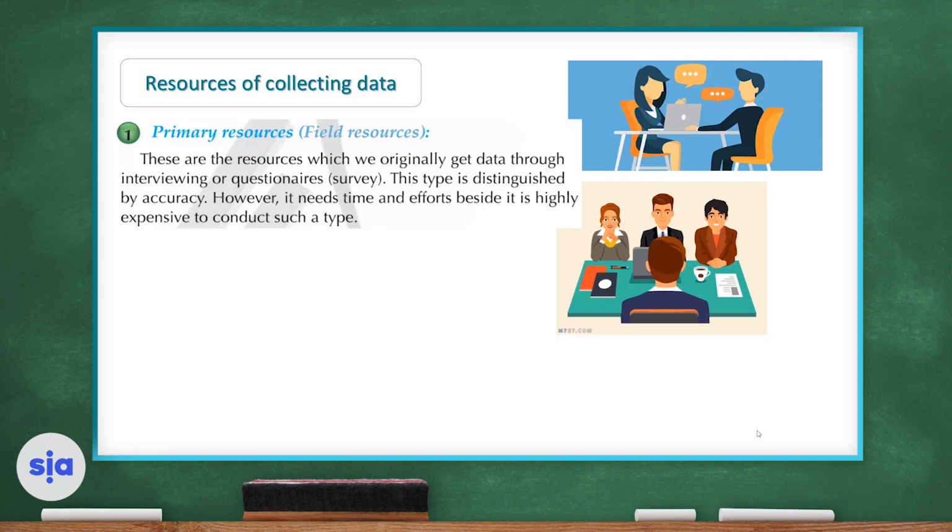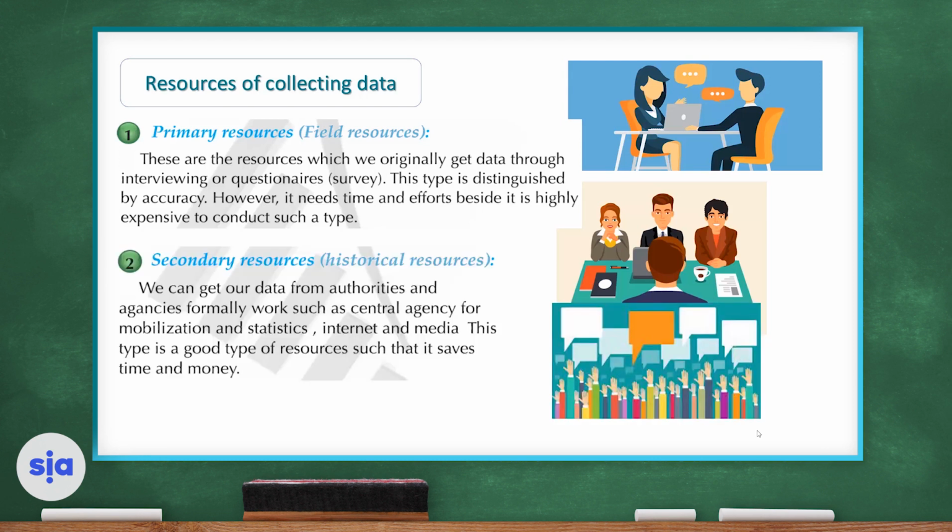The second type of resources is called the secondary resources, and sometimes we call it the historical resources. We can get our data from authorities and agencies formerly work, such as Central Agency for Mobilization and Statistics, Internet and Media. This type is a good type of resources such that it saves time and money.